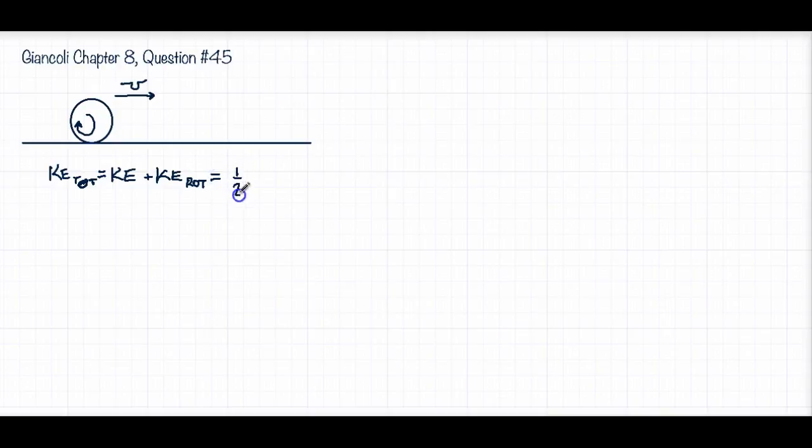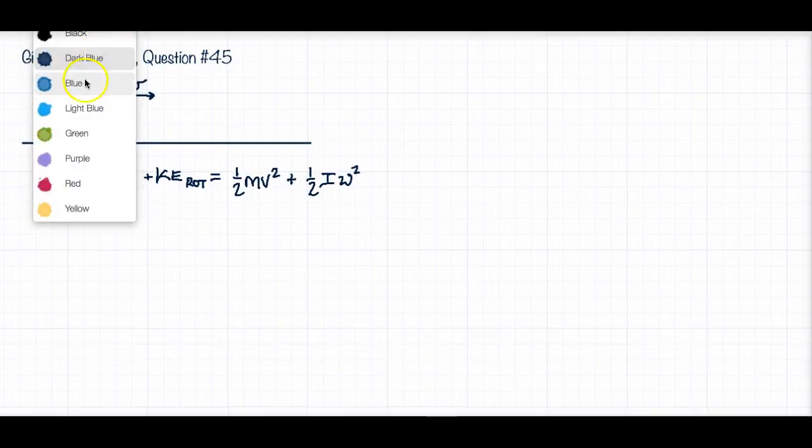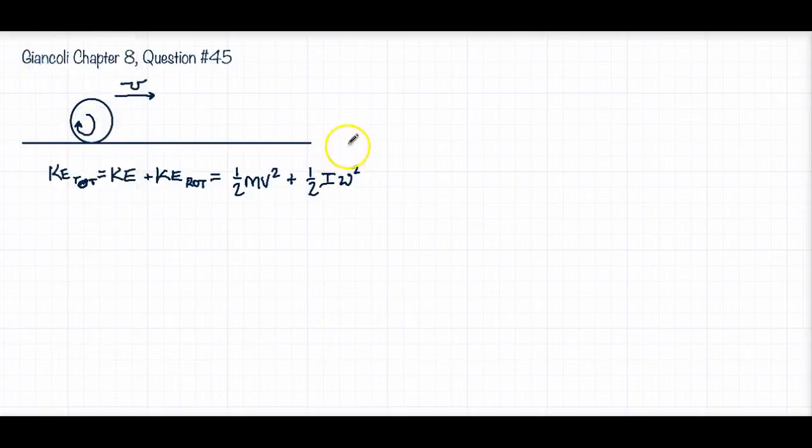That leaves me with 1/2 mv squared, which is pretty easy because I have both the mass and the velocity of the ball, plus 1/2 I omega squared, where I is the moment of inertia of the ball, and omega is the angular velocity. There are going to be two important substitutions to make. The first one might be more apparent than the second one.